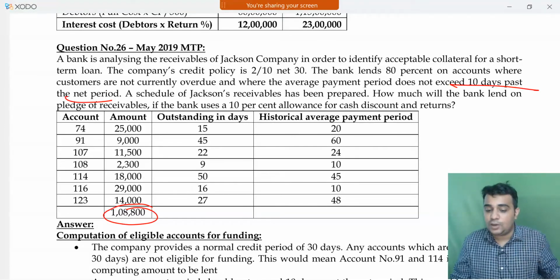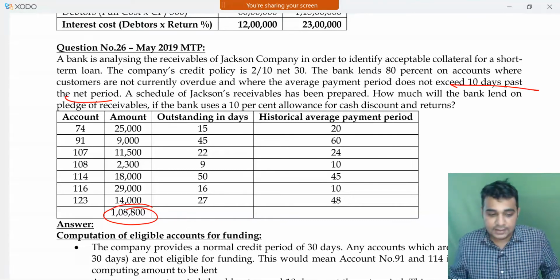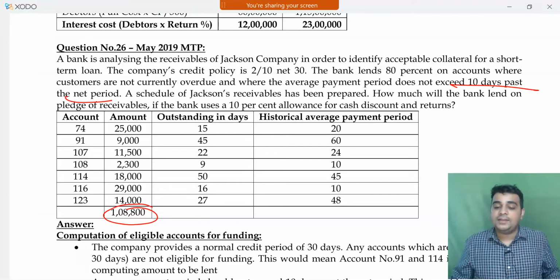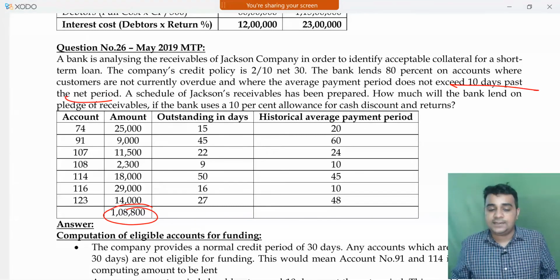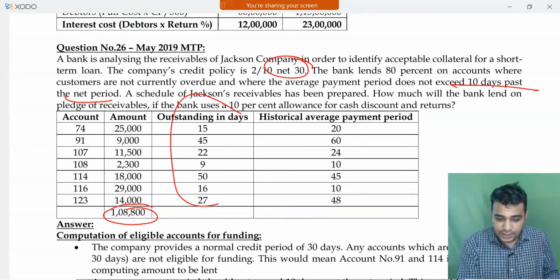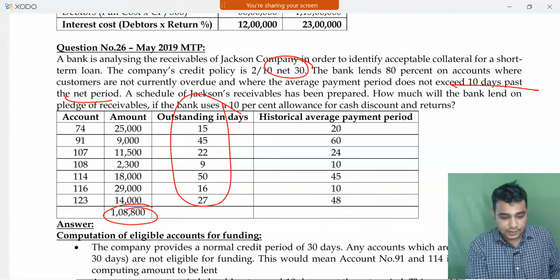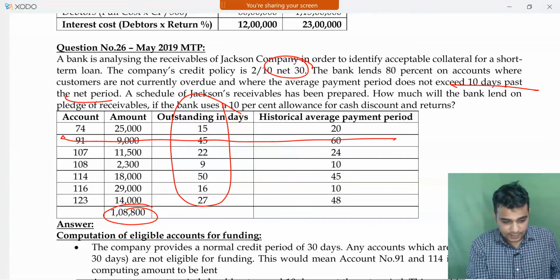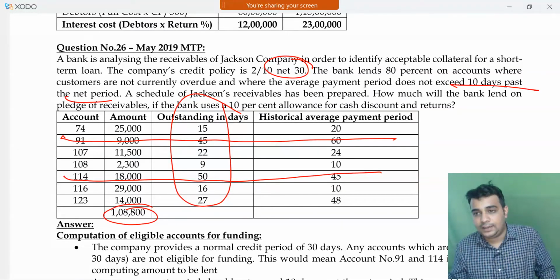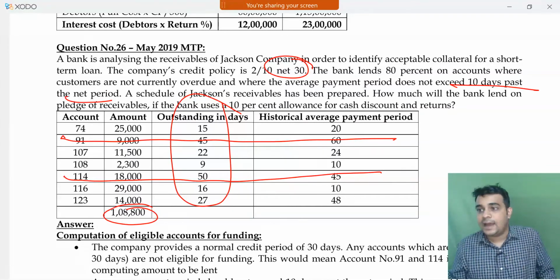Now for getting a loan against this, there are two rules the bank is saying. The customer should not be currently overdue and the average payment period should not exceed 10 days past the net period. The net period is 30. This outstanding should not exceed 30. The outstanding should not exceed 30. So this customer is eliminated. This guy is eliminated. 91 and 114 will not get any, I will not get any loan against 91 and 114 from the bank.